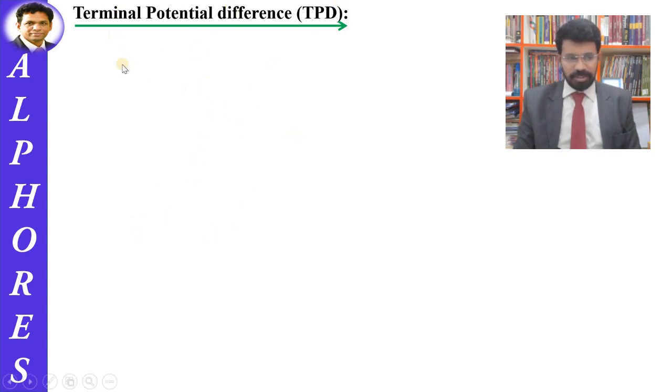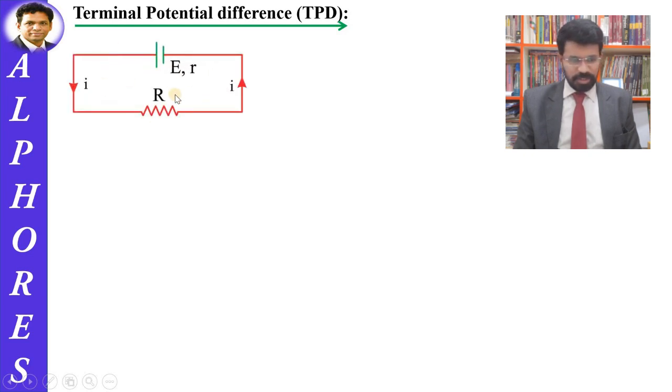Before that, let us recollect terminal potential difference. It was already discussed earlier in the previous sessions when we had cell-related discussion, isn't it? See, if you take a circuit like this, a cell with EMF E and internal resistance r, and an external resistance R is connected, then when this resistance is drawing current from the cell, whatever potential difference is present across these electrodes is called the terminal potential difference.